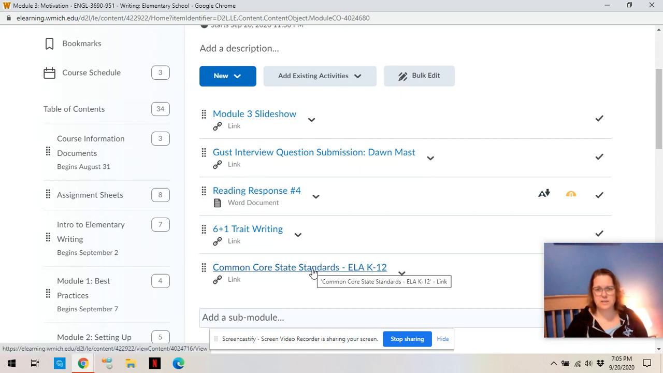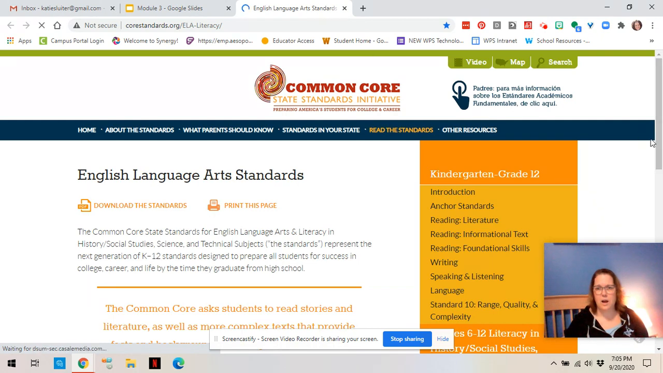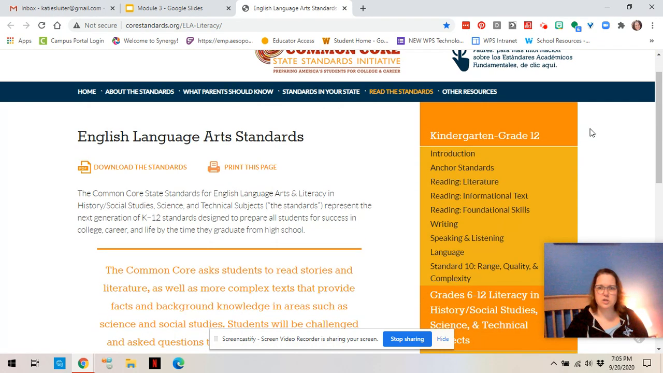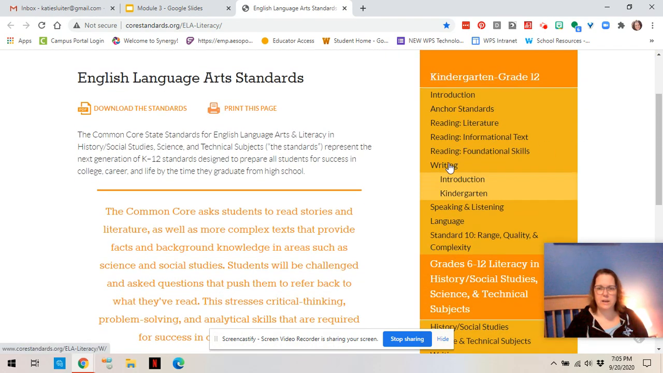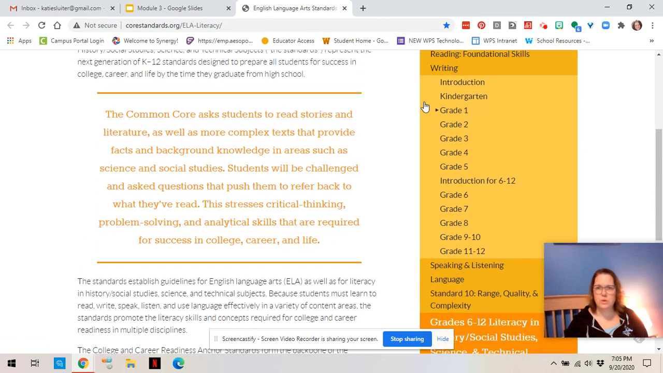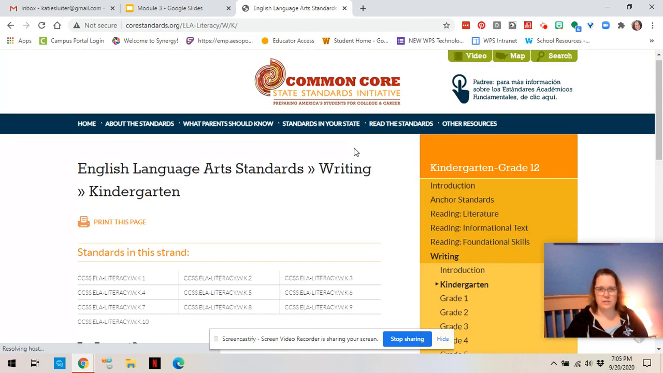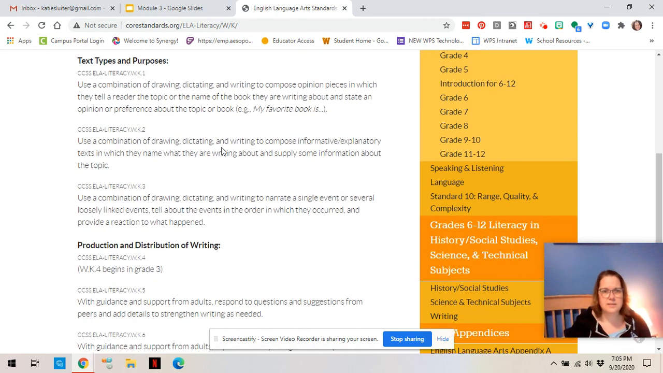link to the Common Core State Standards, the ELA. It will bring you to this page. If you click writing, it gives you here all of the different grades, the standards for each of these in writing. If you look at kindergarten, this bottom one is narrative. So this is the kindergarten standard for narrative.